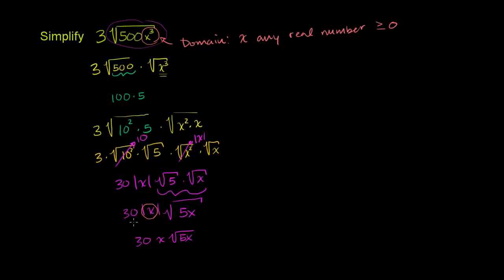If you had the situation where we were dealing with complex numbers, and if you don't know what a complex number or an imaginary number is, don't worry too much about it. But if you were dealing with those, then you would have to keep the absolute value of x there, because then this would be defined for numbers that are less than 0.